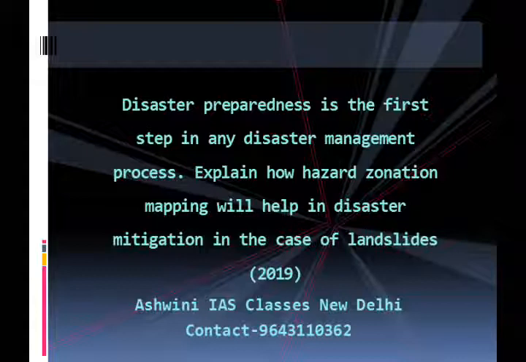Now, we will discuss the different salient features of hazard zonation mapping. First is the disaster mitigation efforts. Disaster mitigation efforts aim to assess the status of the hazard and identify the scientific and technological tools that can help in minimizing vulnerability and risk.